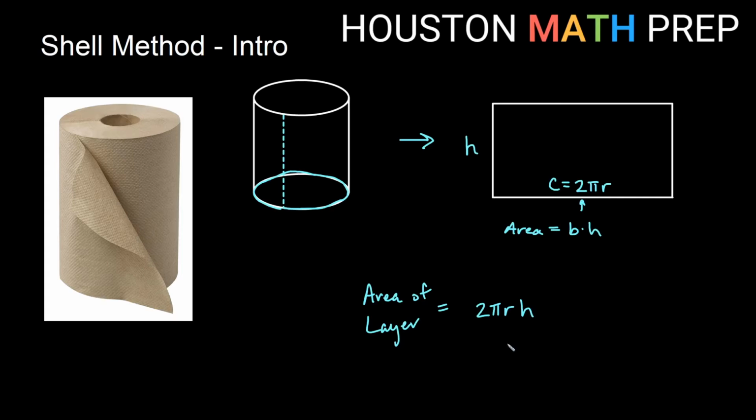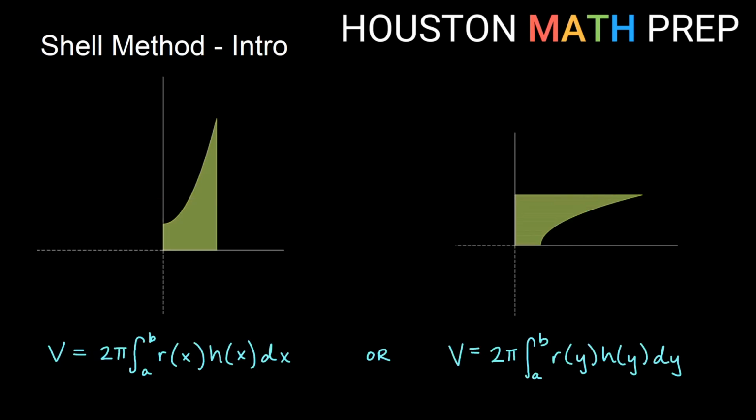Now, as we build an actual solid of revolution, the radius is going to change and the height is going to change depending on which x value we are using, or which y value we are using to generate each layer. Let's take a look at that.